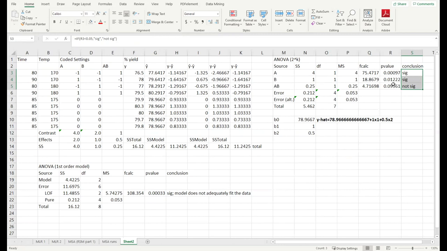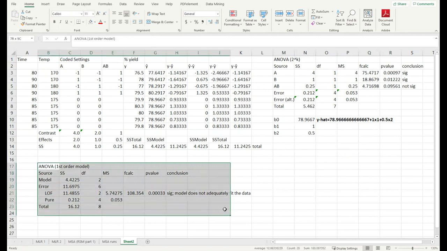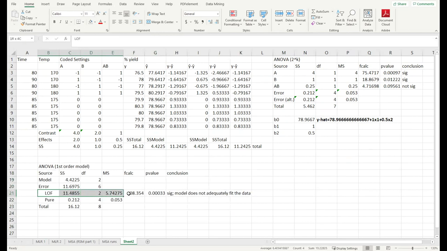So, dito, tama naman na sinama natin lahat ng two factors kasi significant naman siya. So, at ito na yung model natin. Tapos, gumawa tayo ng isa pang ANOVA to assess this first order model, which is itong Y hat is equal to 78.97 plus 1 x1 plus 0.5 x2. Okay? And again, dito sa ANOVA for the first order model, ang importante lang sa atin is yung LOF. No? And notice na hindi na natin chinek actually ito. Itong lack of fit na lang.